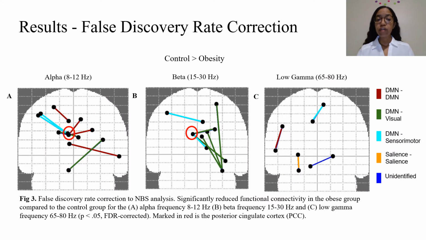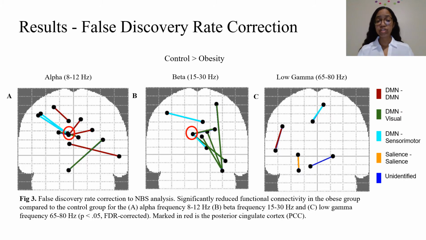And to do that, false discovery rate correction, or FDR, was subsequently applied to the data. Similar to the previous slide, the functional connectivity patterns shown here were those which were significantly reduced or impaired in the obesity group as compared to the control group. As we can see here, for the alpha, the beta, and the low gamma frequency, not only was activity within the DMN impaired, but also connectivity between the DMN and external networks. This included the visual, the sensory motor, and the salience network.